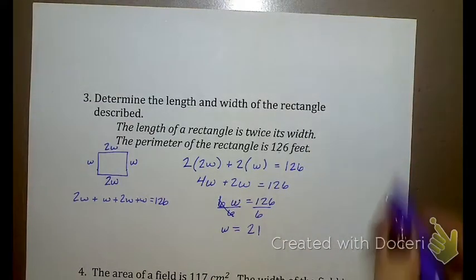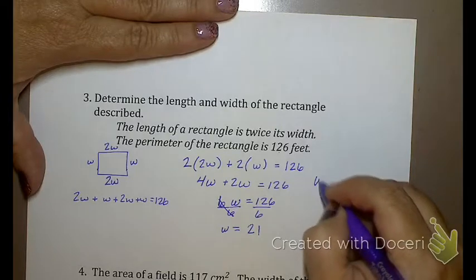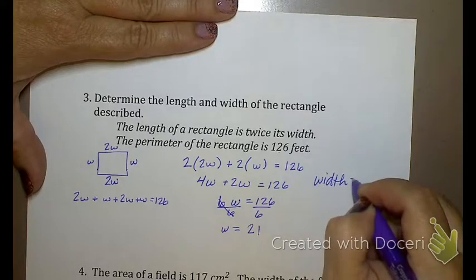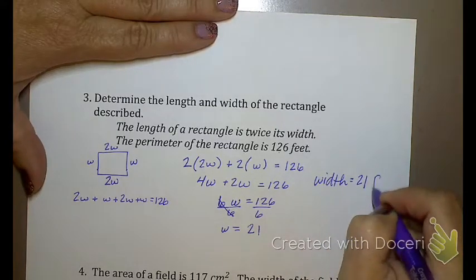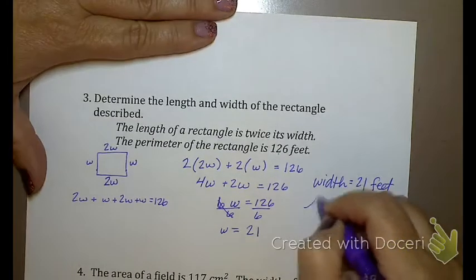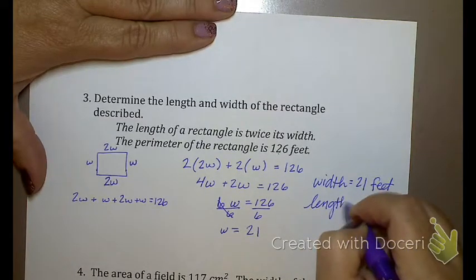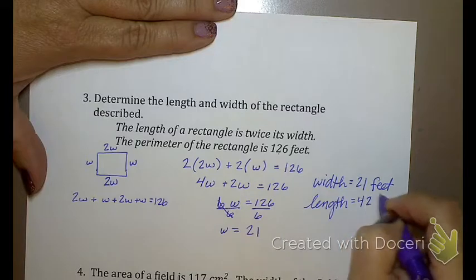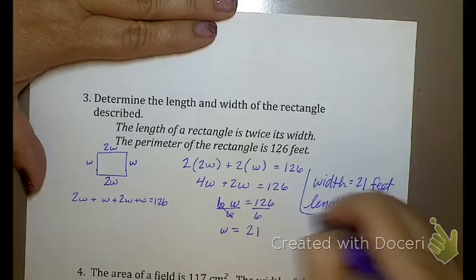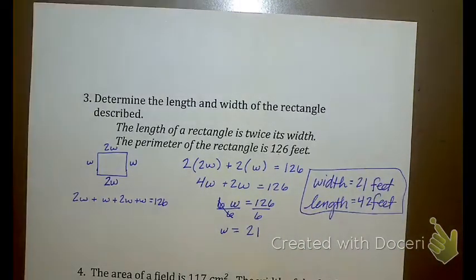Determine the length and width. What did I just find? The width is 21 what? Feet. What's the length? 42 feet. How'd you get that? Just multiply that by 2, because it said the length is twice the width. So double the width and you've got your length.